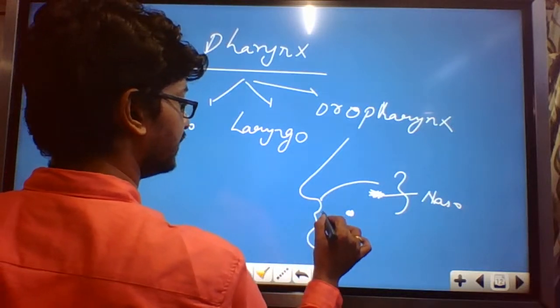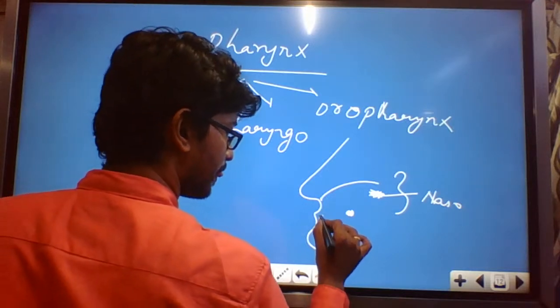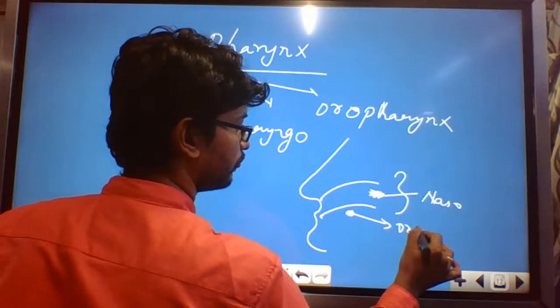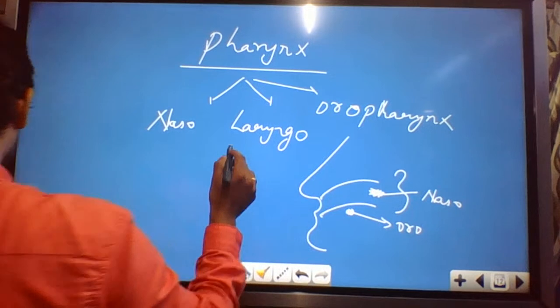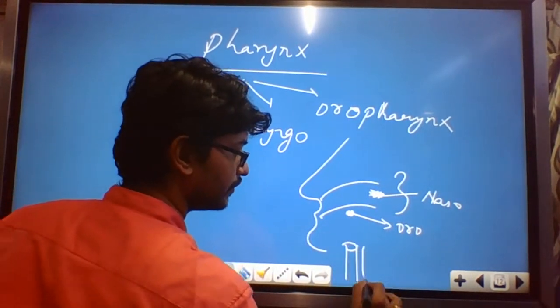This is actually the tongue part that you see, right? This is the tongue, and you could see this is actually the oropharynx, and the third one is actually here, the laryngopharynx, right? In the laryngopharynx, here you could see two structures.